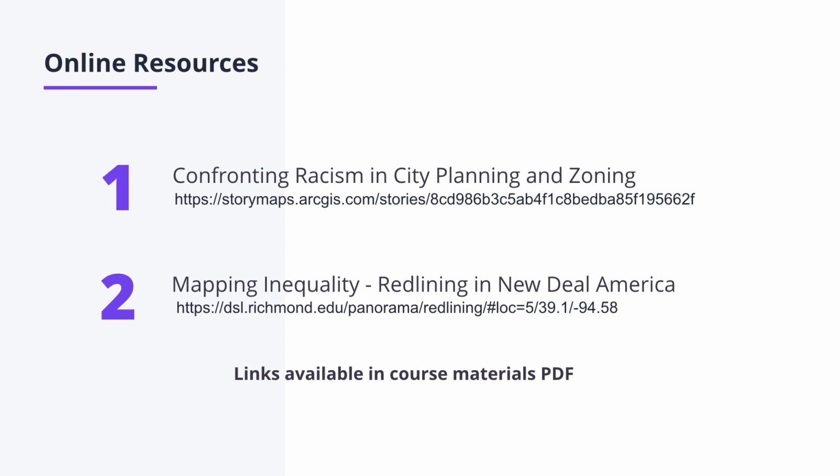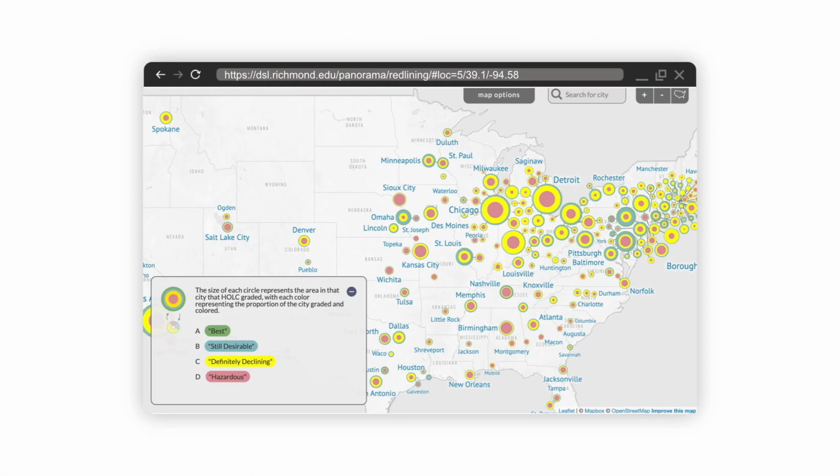These are two excellent sources. One is Confronting Racism in City Planning and Zoning. And the second one is Mapping Inequality: Redlining in New Deal America. And in these interactive web pages, you can see, if you just put in a zip code, it'll show you the neighborhood of the past and even the present in terms of how these maps work. And also it gives you an idea of how racial inequality continues to the present.